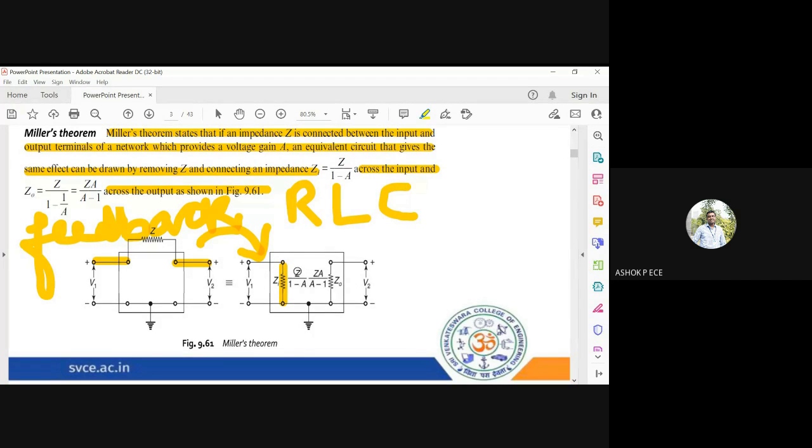And the values are given by Zi equal to Z by 1 minus A, Z naught equal to ZA by A minus 1. So from the network I can find Z. What is A? A is going to be the gain of the amplifier. Gain means I am going to consider it to be a voltage amplifier, so I am going to consider the voltage gain. So A is going to be the voltage gain of the amplifier.